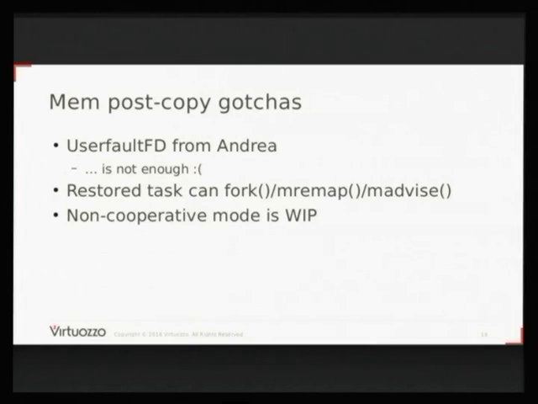For example, if the process which is being monitored calls fork or remaps areas or does some tricky stuff with madvise, the process that listens on the userfaultfd may get confused. There are no notifications about this stuff coming into userfaultfd. This is what was called non-cooperative mode of userfaultfd, and it's currently work in progress. Hopefully someday it will hit the mainline and we'll have post-copy for container live migration.